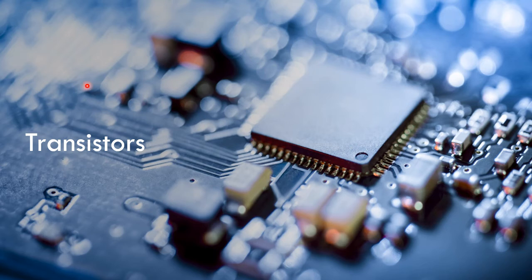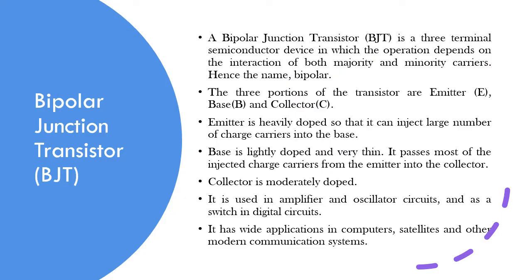In this video, we are going to see about the transistors, the bipolar junction transistors and its operation and the different configurations of transistors. First, the bipolar junction transistor, that is BJT. So, it is a three-terminal semiconductor device.